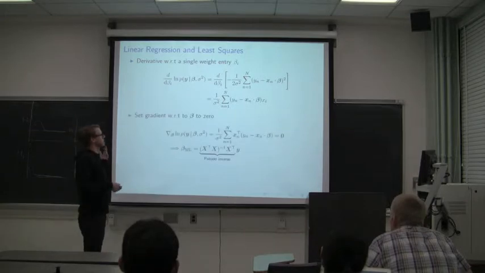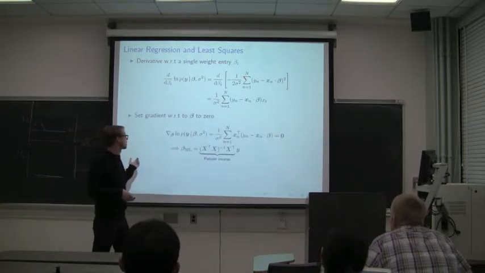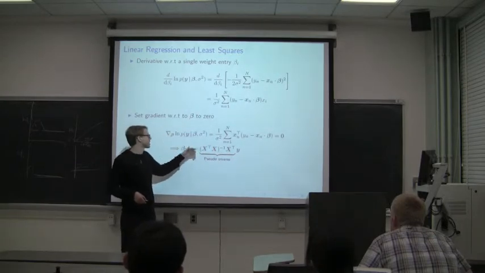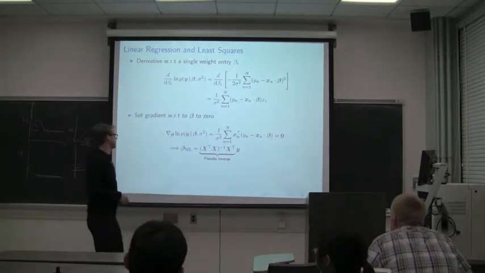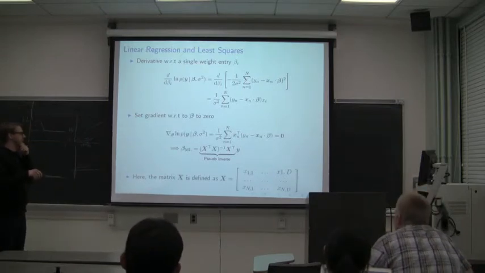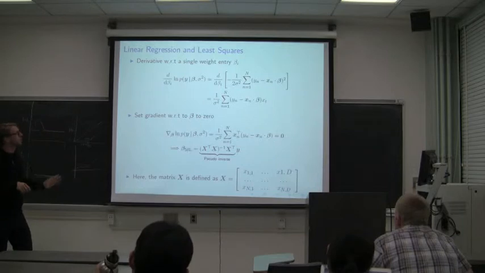We said how to get the maximum likelihood estimate by taking the pseudo-inverse of our x's and multiplying it with y. That's the maximum likelihood estimate for the regression weights.